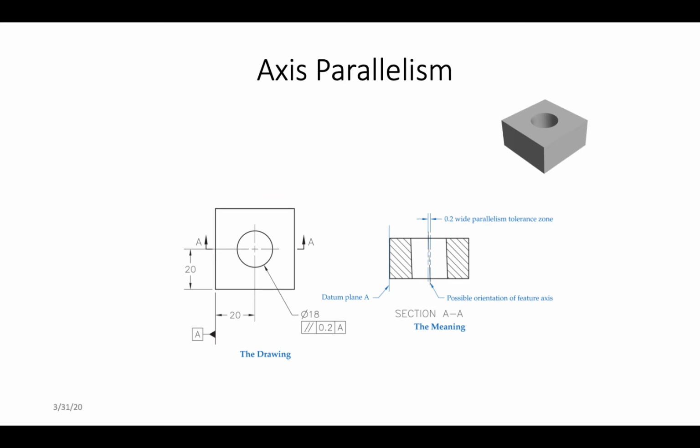Parallelism can also be applied to an axis. This example shows how the axis of a feature of size can reference a surface used as a datum feature. Notice that the tolerance zone is shown as two line elements. The axis of the hole may have tilt, or what we call attitude variation, within a tolerance zone of 0.2.